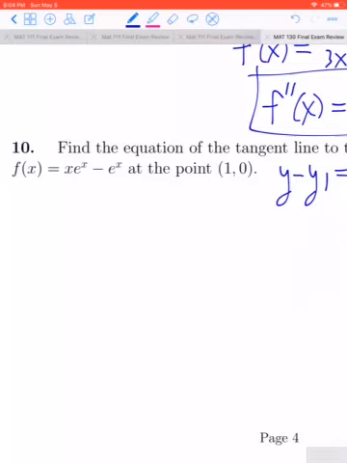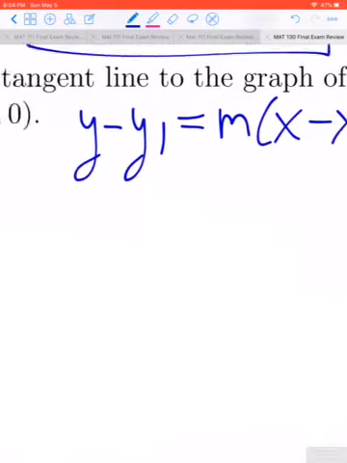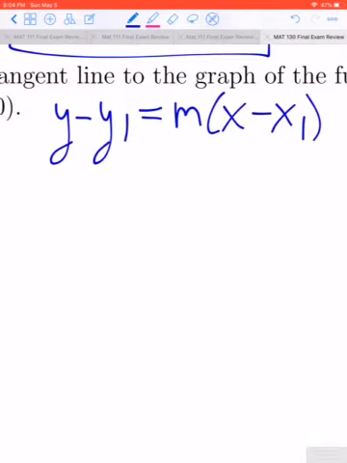In question number 10, they want us to find the equation of the tangent line to the graph of f of x at the point 1, 0. In order to find the equation of a tangent line, we have to remember the point-slope formula. If you are given a point, let's call the point x1, y1, and the slope of a line m, you can find the equation of the line by using y minus y1 equals m times x minus x1.